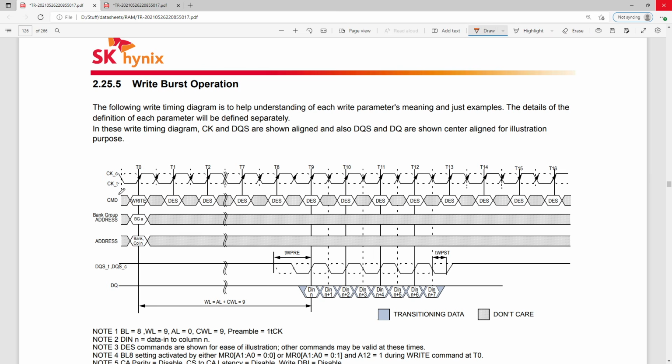Anyway, below that we have the command bus. This is what is used to tell the memory stick what you want to do. So yeah, that's the command bus.